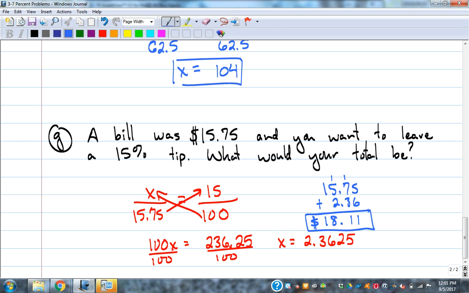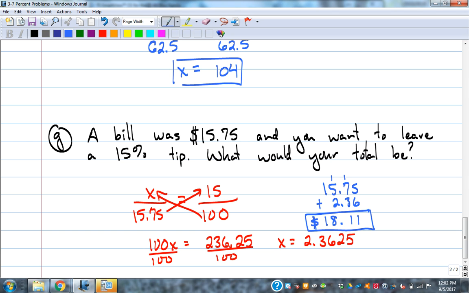What would be another way to get that total bill without having to do the addition? Instead of putting 15 over 100, what could I put there? So that when I solve the proportion, not 1.5, but 115%. Because I'm paying 100% of the bill, $15.75. If I'm adding a 15% tip, it'd be 115%, right? So you could do that, and then the answer to your proportion is your total bill.